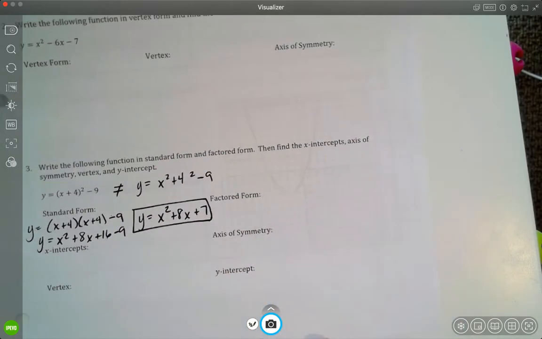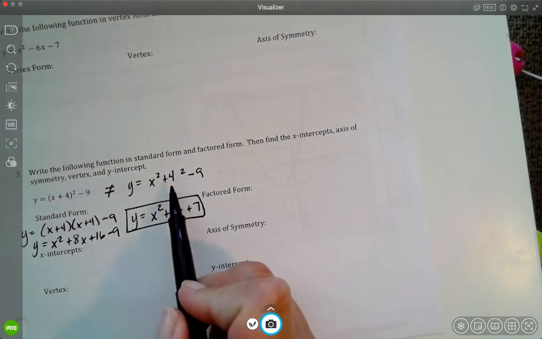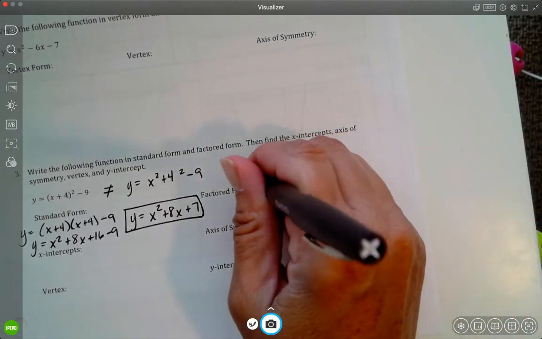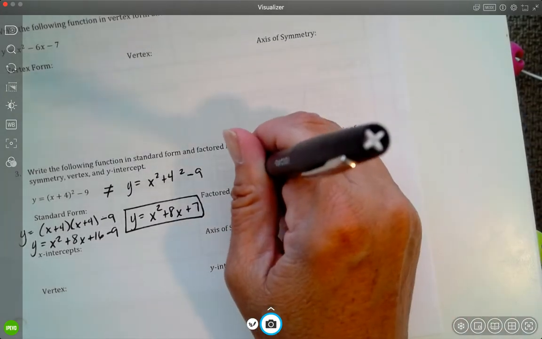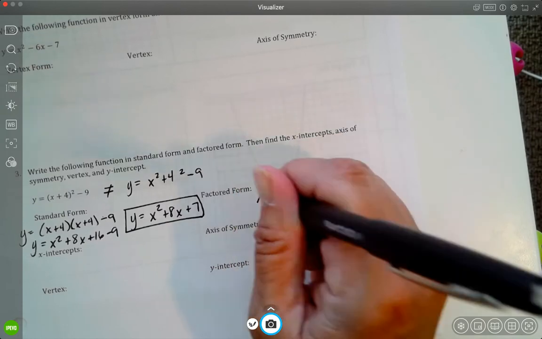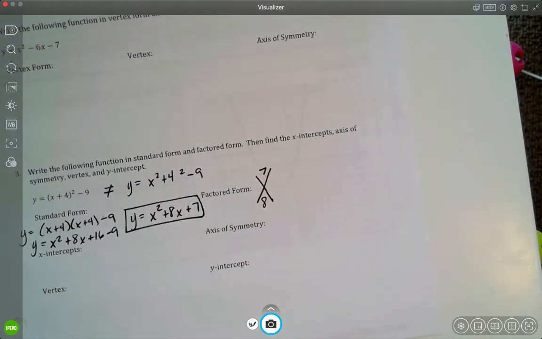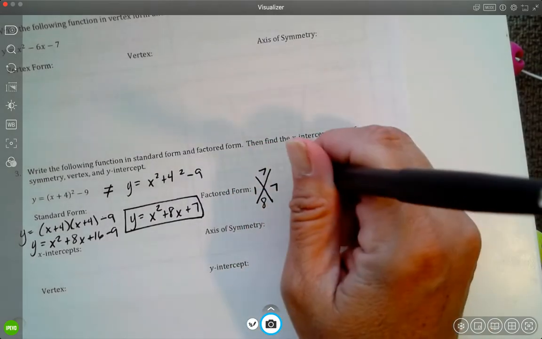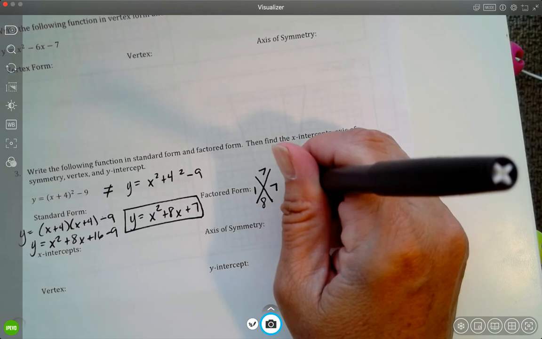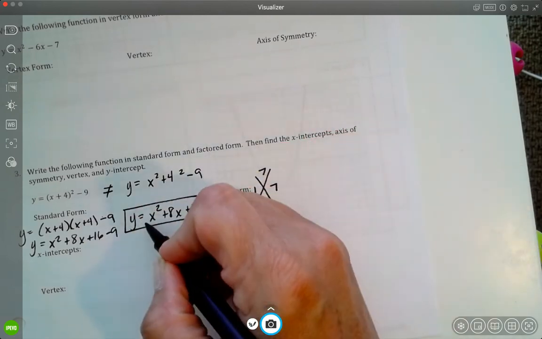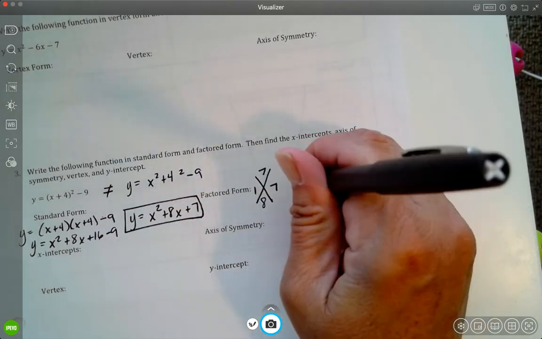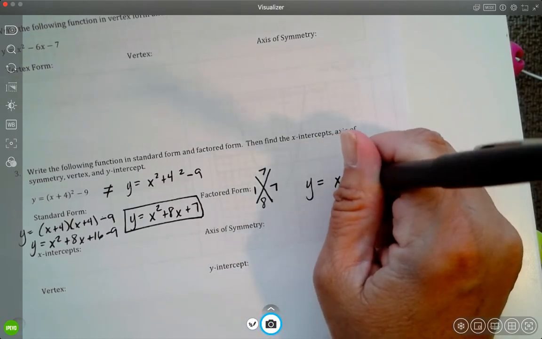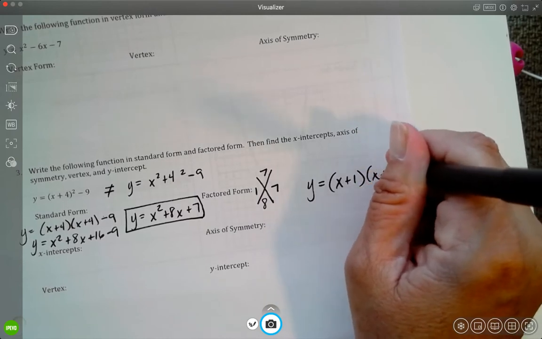Notice that it is not this. Now you're going to factor it. So you want to find numbers that multiply to 7 and add to 8. There are only two numbers that multiply to 7 since it's prime, so that's 1 and 7. Since our a is 1 here for our standard form, I can just take these numbers and that's my factored form, x plus 1, x plus 7. Here's my factored form.